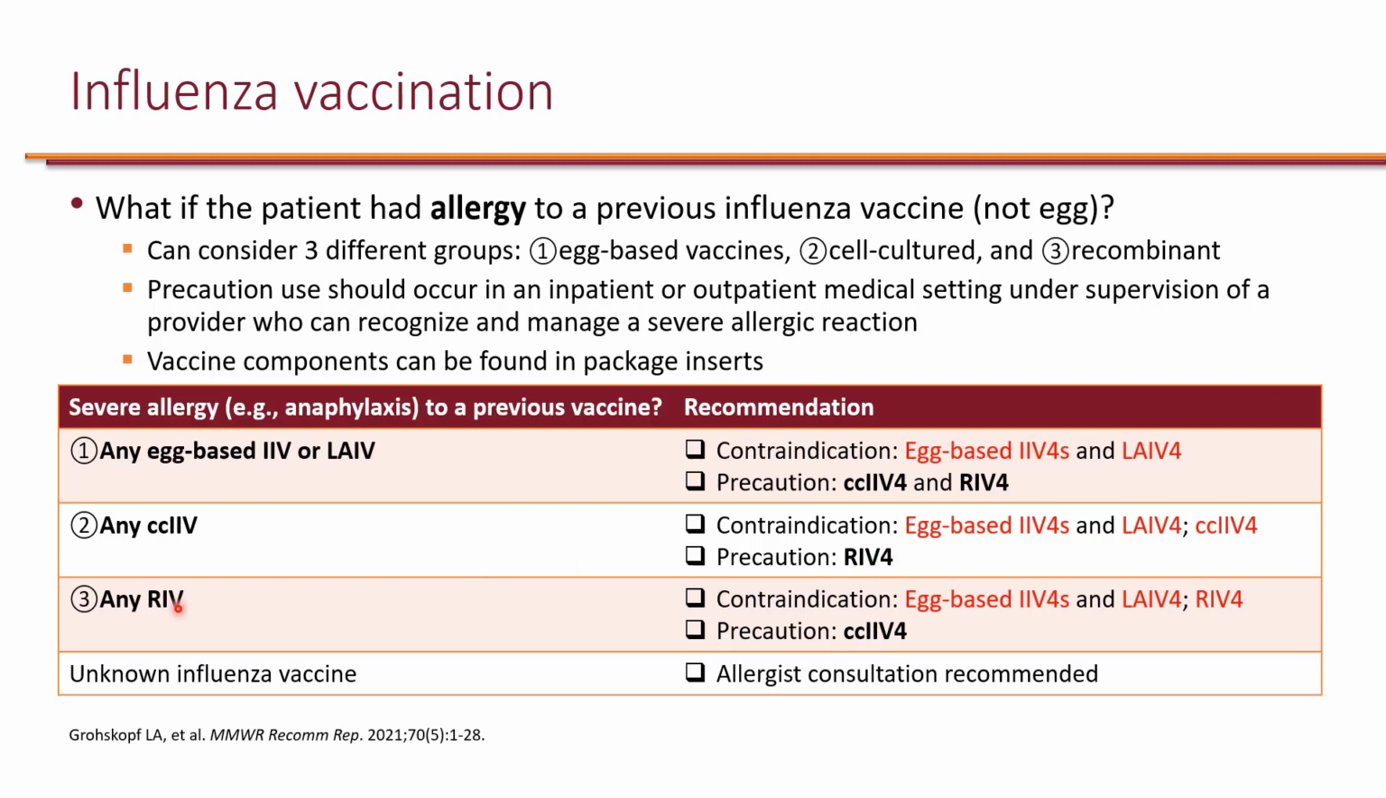And of course, last group, if they had a history of allergy to recombinant influenza vaccine, again, egg-based is contraindicated as well as recombinant influenza vaccine, but they may cautiously receive cell-cultured influenza vaccine. And of course, if it is unknown which influenza vaccine they had a reaction to, then an allergist can be consulted to figure out if it's okay for the patient to receive a vaccine.